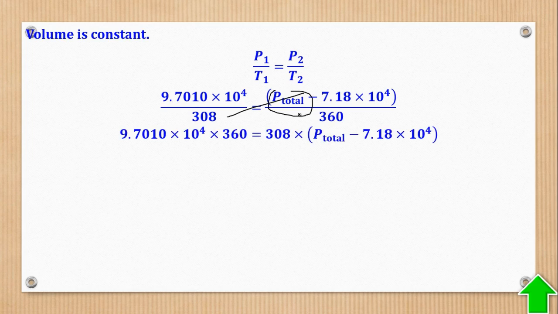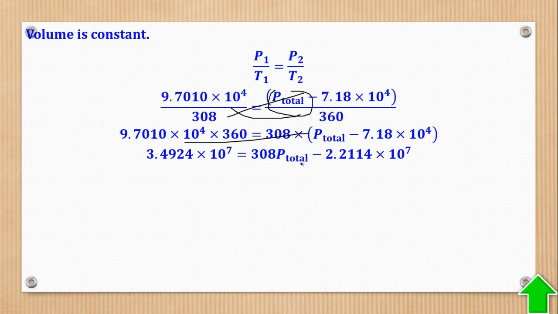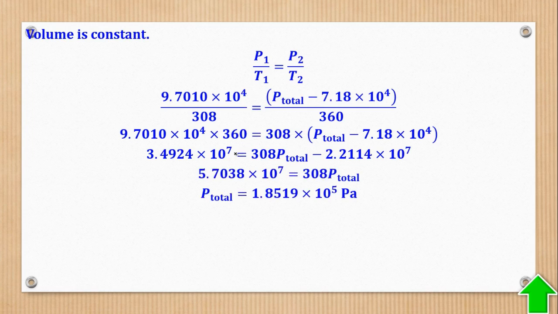So we shall look for a way of making it the subject. First is to cross multiply to give you this. The next is to open brackets. After that, we shall collect like terms and then make P total the subject. And that's what they wanted.